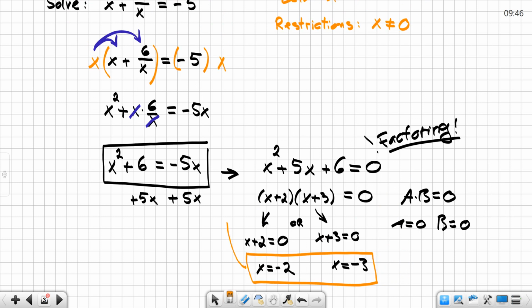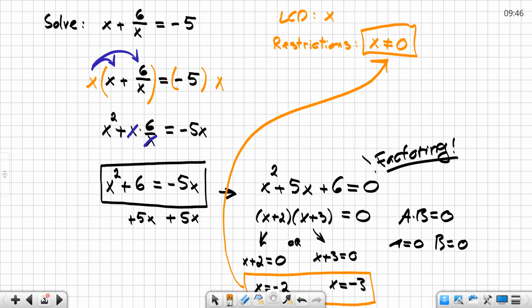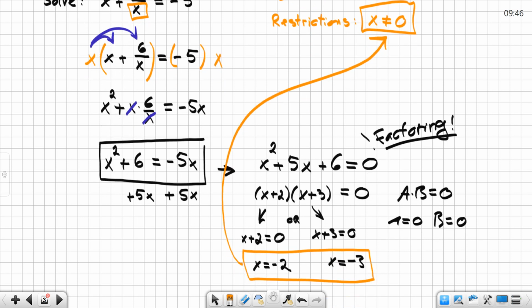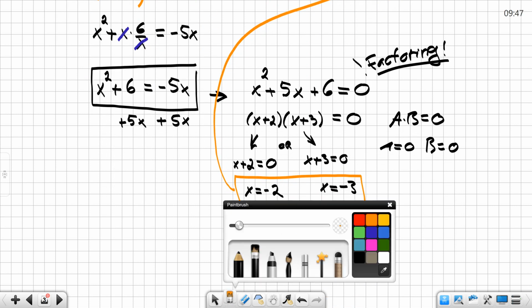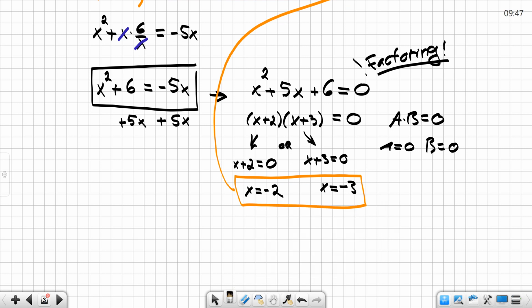So where are my restrictions? I had only one right here. X could not be equal to 0. Remember, because we had this x inside the denominator, but because the answers that we found were not 0, both of these numbers are good and valid solutions.